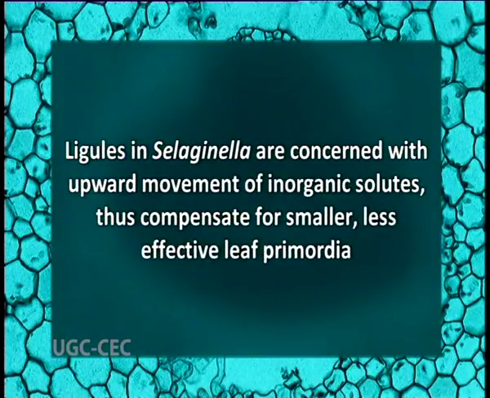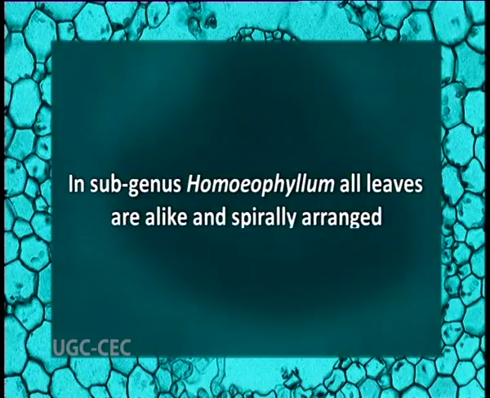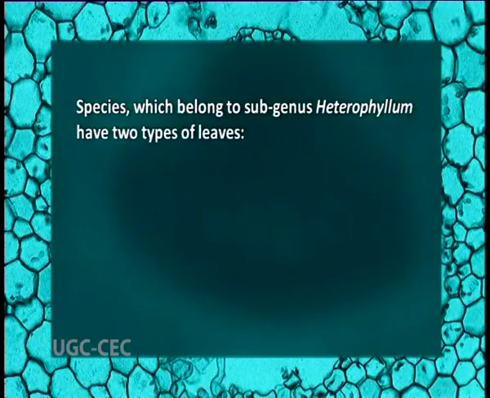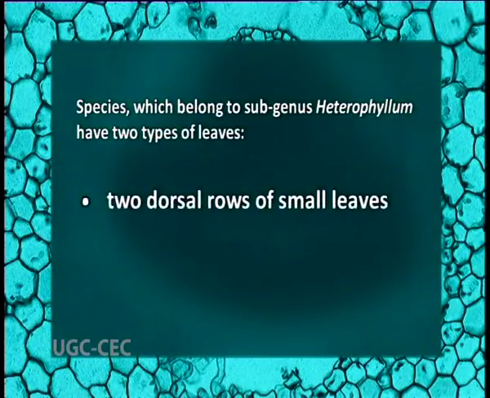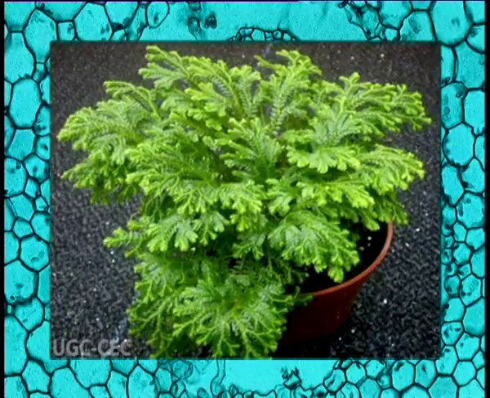In the subgenus Homophyllum, all leaves are alike and spirally arranged, but the species belonging to the subgenus Heterophyllum have two types of leaves, two dorsal rows of small leaves and two ventral rows of large leaves. The leaves occur in pairs and the two leaves of a pair are always unequal.